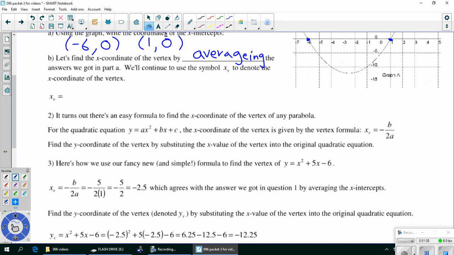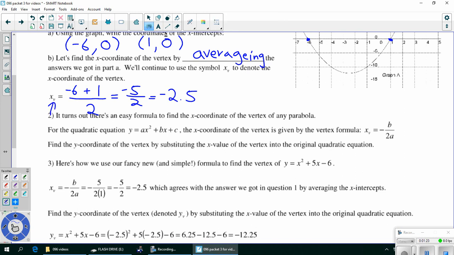So here we go. To average two numbers, I add them up and divide by 2. My x-intercepts, just the x-coordinates, are negative 6 and 1. That's negative 5 over 2. Negative 2.5 is the x-coordinate of the vertex. Notice the little subscript v.